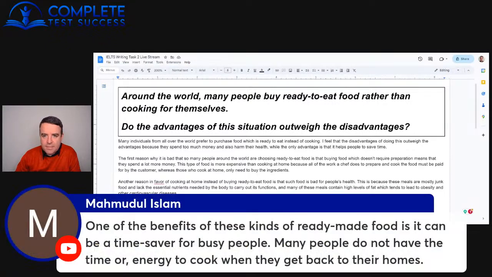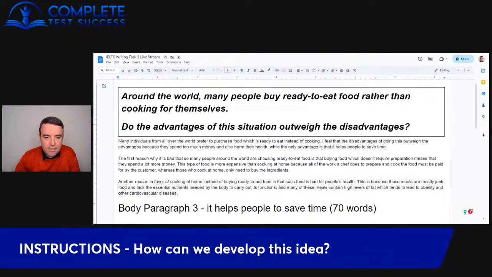Now, the problem here is you're telling me why people want to save time. You're telling me why people need to save time. So this is what happens to a lot of candidates. This is a very, very common mistake.